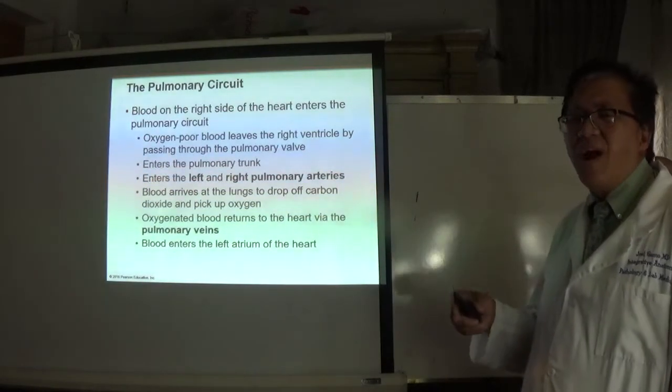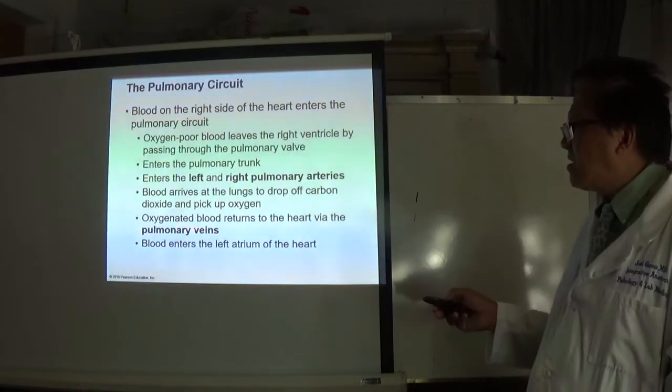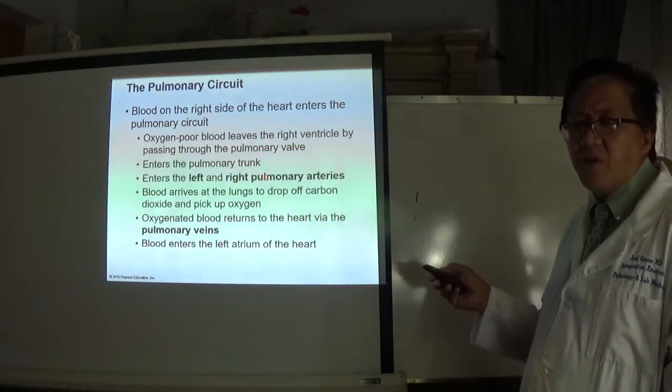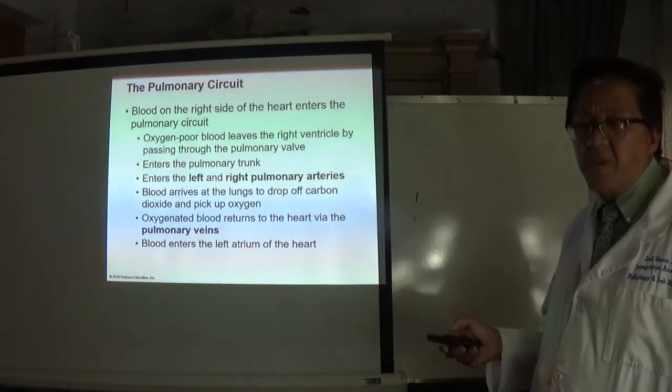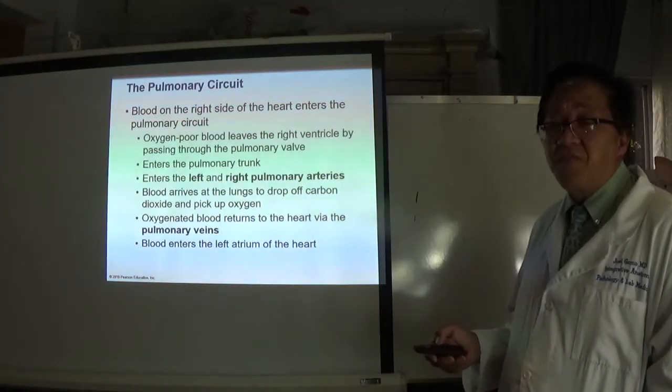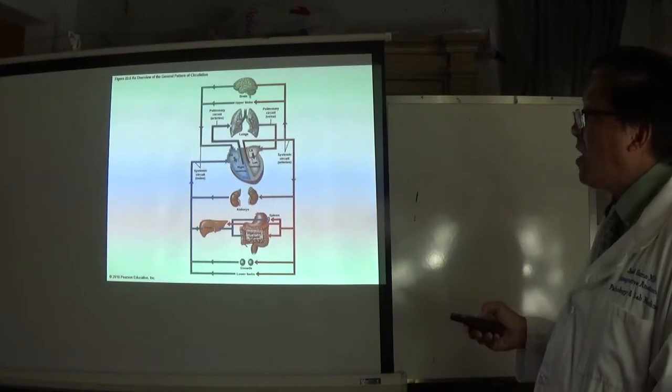How does the blood go back to the heart? Via the pulmonary vein. There are 4 of these. Arteries, there are only 2, one on the left, one on the right. For the veins, there are 4 pulmonary veins. That means you have 2 pulmonary veins coming from the left lung and 2 pulmonary veins coming from the right lung. So be aware of that. See?